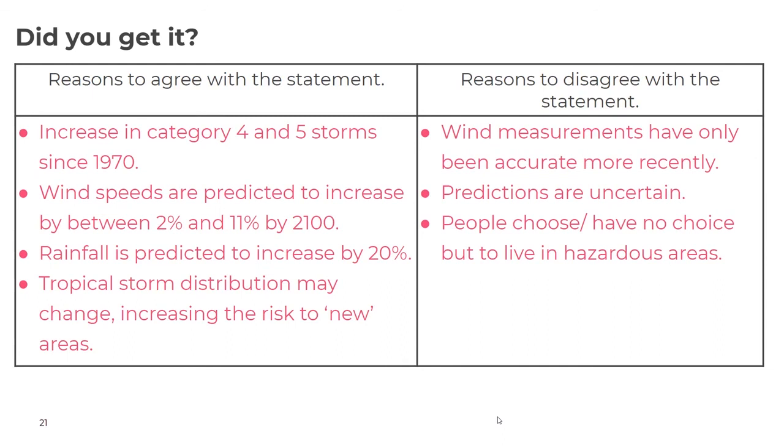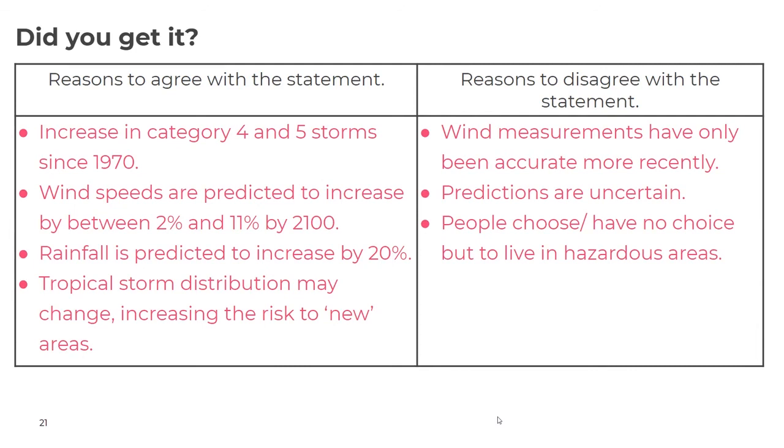On the other hand, there are reasons to disagree with the statement. So as we know, wind speed measurements have only become accurate more recently, so future predictions may not be truthful. Predictions are also very uncertain. Remember, our planet and tropical storms are incredibly complex, so the predictions for the future may not be totally understood and may therefore not be completely accurate.